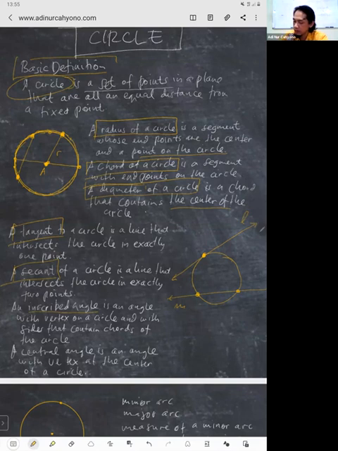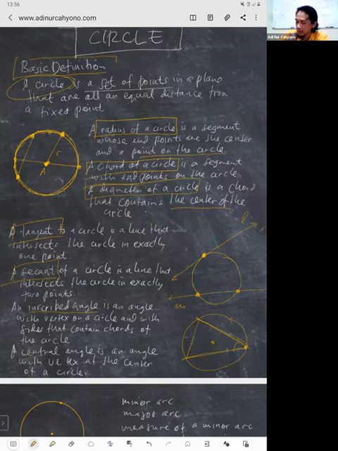And then an inscribed angle is an angle with vertex on a circle and with a set that contains chords of the circle. So if we have a circle, an inscribed angle is an angle with vertex on a circle. This is the vertex, and this is a chord of the circle. So we call this an inscribed angle, or in bahasa Indonesia, we know this as sudut keliling. You already know about this.